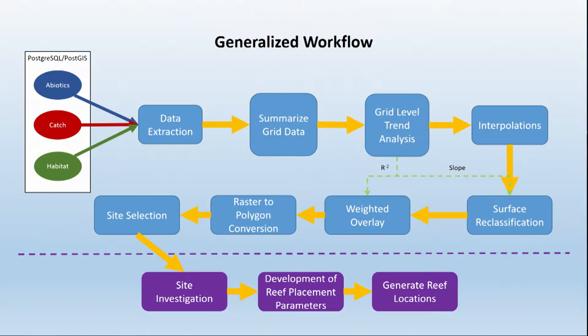So presented here is the graphical representation of the workflow. Everything above the purple dotted line is what's going to be covered in this analysis. Everything below this would be what would follow after we run the analysis and actually specify the sites. And so the analysis is basically a weighted overlay analysis, but with some variations as we'll see.